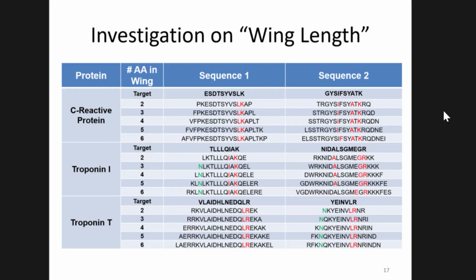So the other question was, is there an effect of amino acid wing length on the digestion efficiency? So in the previous example, we had 2 peptides per protein, 6 amino acids on either side of the tryptic site. Here we did a smaller number of proteins, 2 peptides per, but we varied the wing length from 2 to 6 on either side of the tryptic cleavage point to see if that had any effect on digestion efficiency. So if we were to pursue this, would we have to add on 6 amino acids, or could we get away with 2, which would be a lot cheaper and easier?